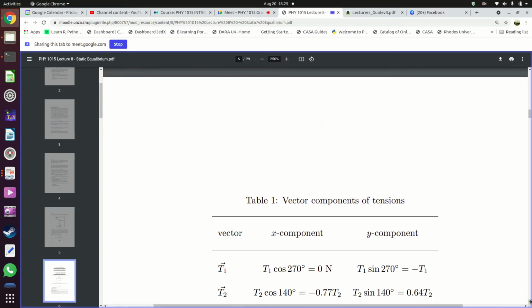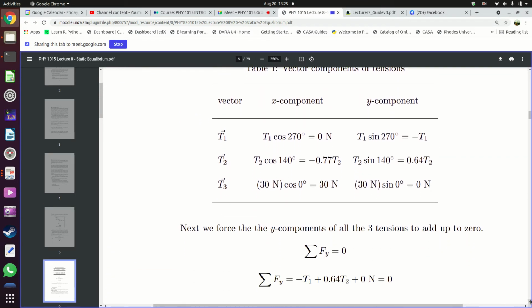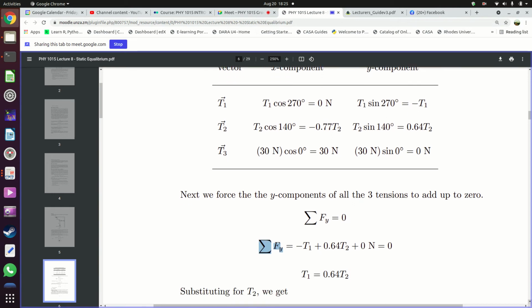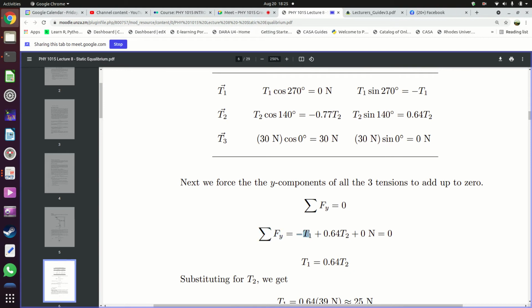Next, we are going to add the y components: the T1 plus this plus that. When you add up the y components, the sum of the forces along the y-axis is going to be 0. So you're going to have minus T1 plus 0.64 T2 plus 0 newtons equals 0. When we take this bit to the other side, you end up with T1 equals 0.64 T2.